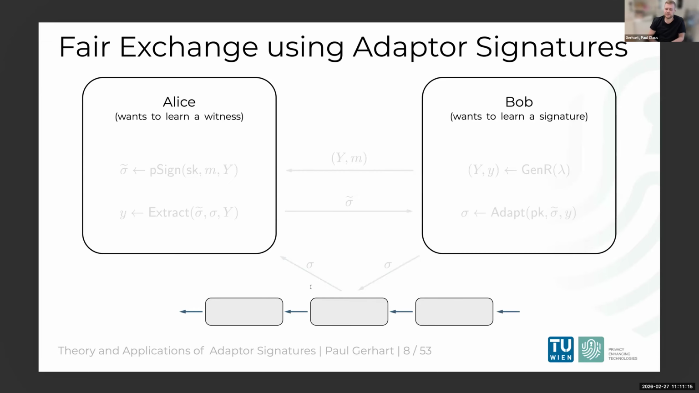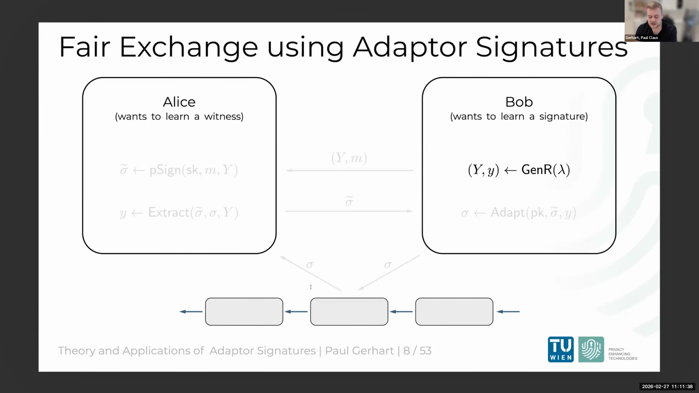Okay, now we have these algorithms. How do they solve the fair exchange problem? Remember, we have Alice and Bob. Alice wants to learn the witness and Bob wants to learn a signature. I said he wants to be paid, but if we are in the setting of a blockchain, we will see in a second that learning a signature is as good as being paid.